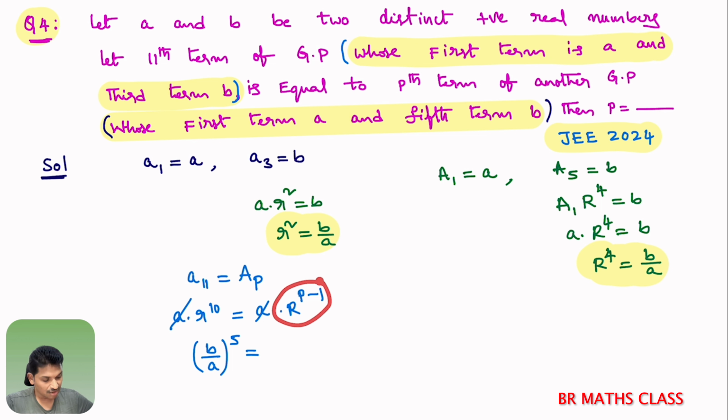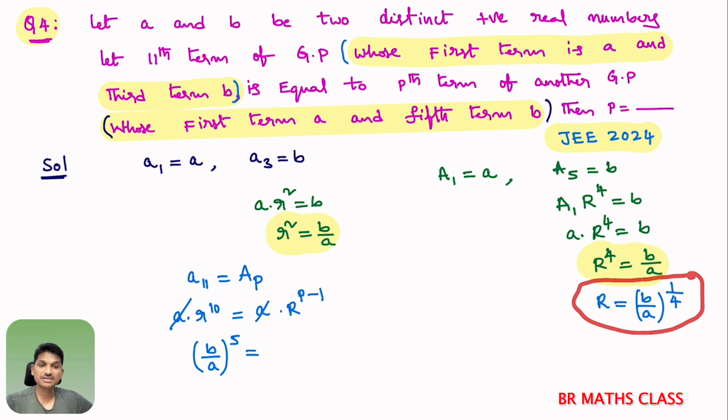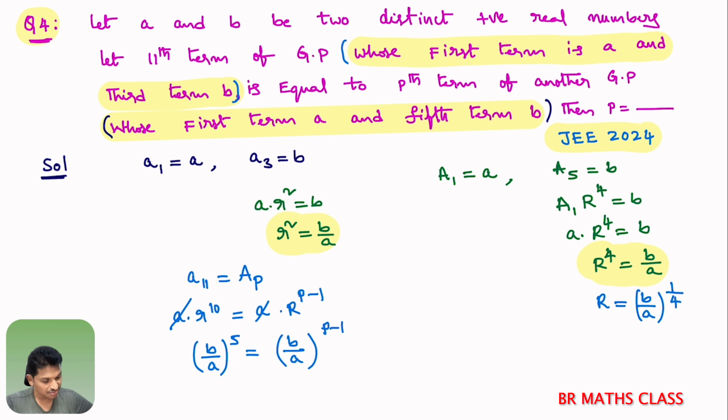Here, you see, they gave r power p minus 1. We already know what is r power 4. What is r from this? From this, we can write that r equals b by a whole power 1 by 4, right? You take whole power p minus 1 on both sides. r power p minus 1 is b by a whole power 1 by 4, whole power p minus 1, which is nothing but p minus 1 divided by 4.